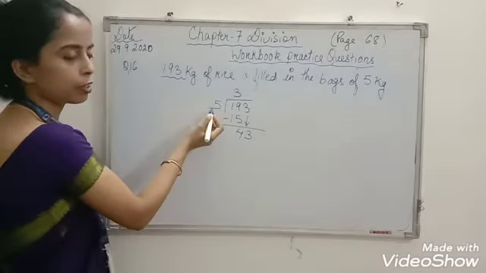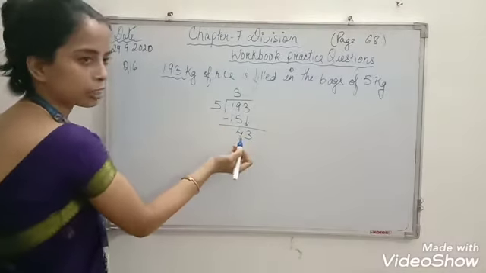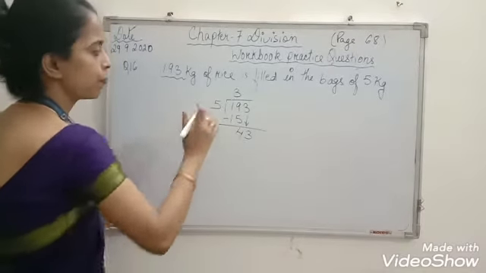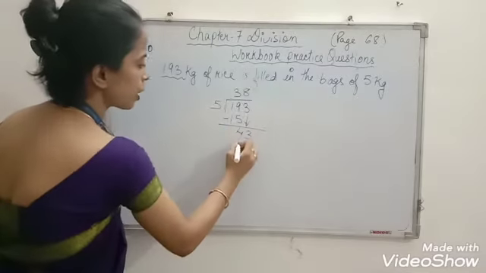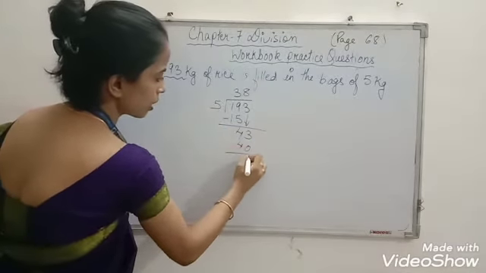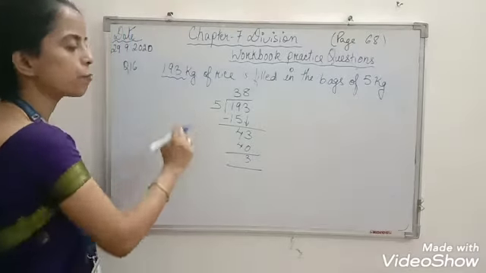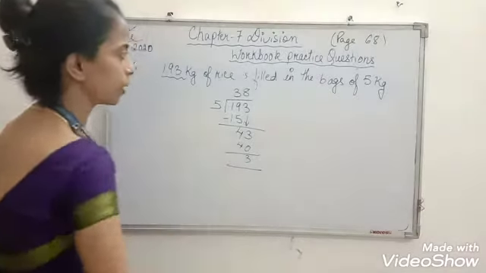Now 43 divided by 5. Find a number less than or equal to 43. You have to divide 43 by 5. So 5 into 8 is 40. So 3 is what comes as the remainder, because 3 we can't divide by 5. So 3 is the remainder.